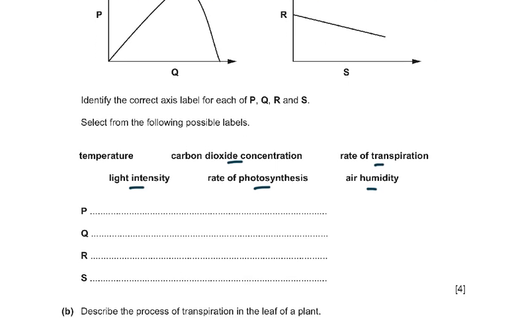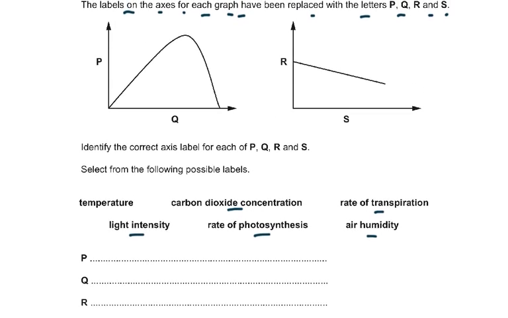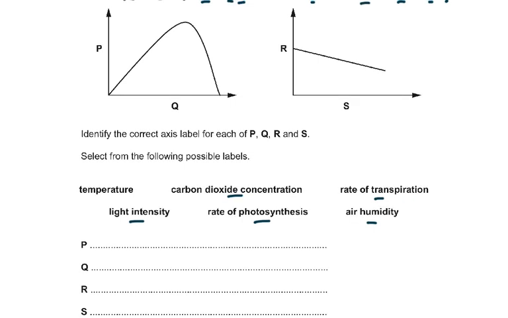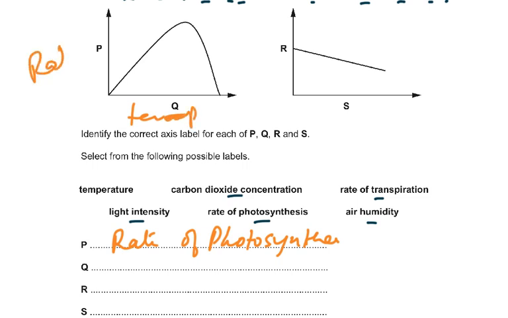Now for P, Q, R, and S. What we have to understand is they've given us the choices. So what is P? P has to be the rate of photosynthesis. And Q is temperature. This was a typical temperature graph. So on the x-axis we'll have temperature and here we'll have the rate of photosynthesis. Very typical temperature graph. So Q will be temperature.